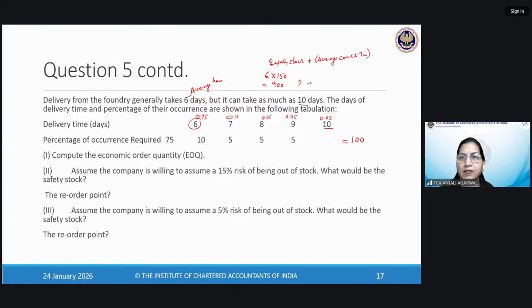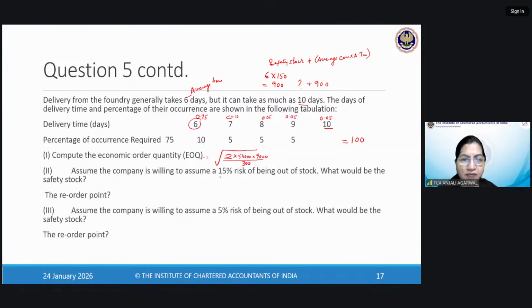So something plus 900. Now the question is asking, compute the EOQ. This will be simple. 2 into 54,000 into 9,000 divided by 300. This will be the EOQ. 2 into annual consumption into cost of placing an order divided by cost of storing.